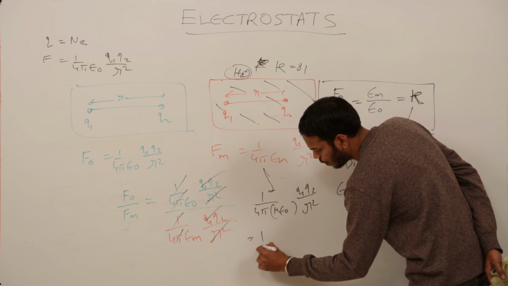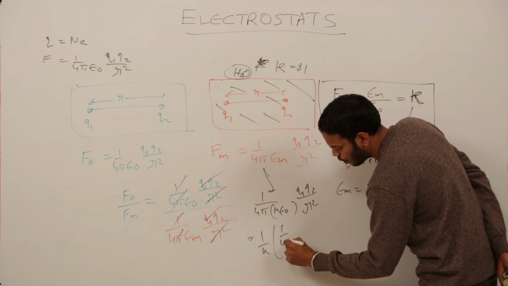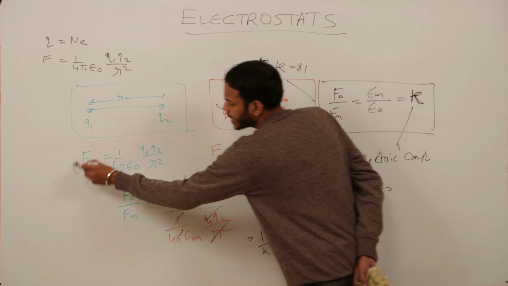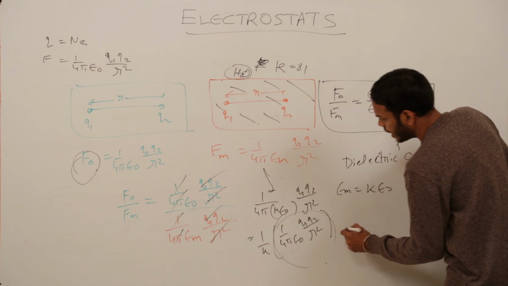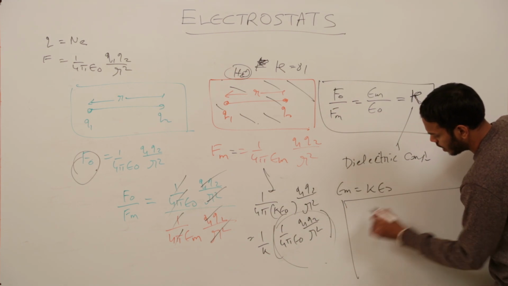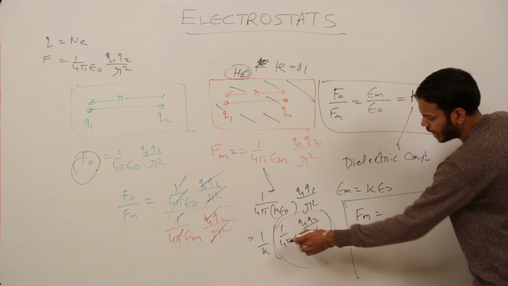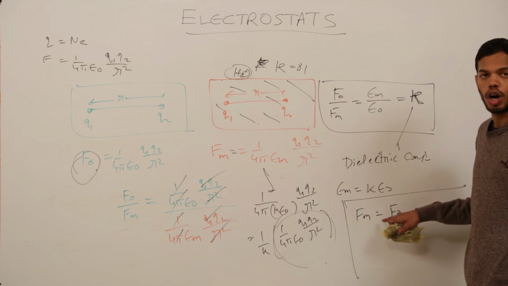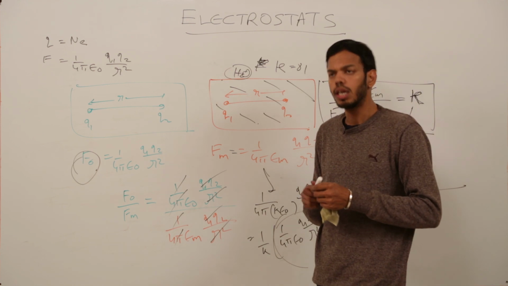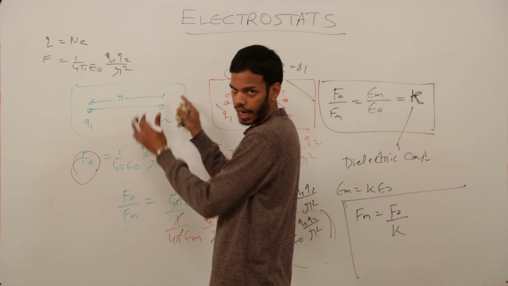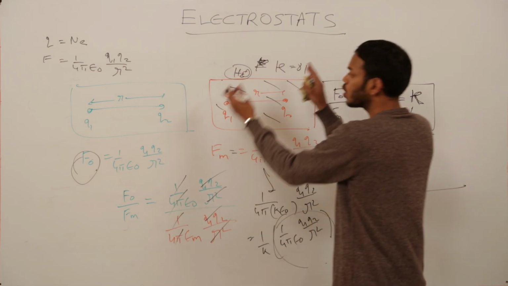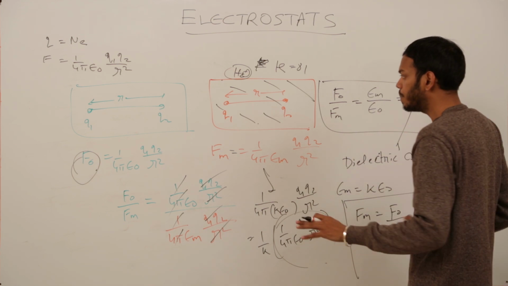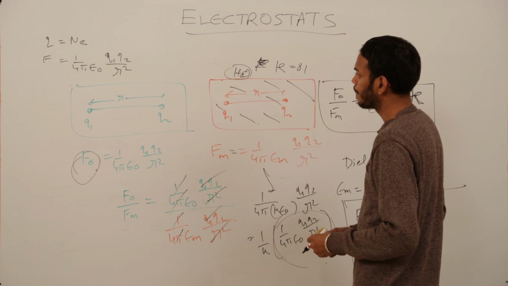So instead of epsilon m, I am writing K times epsilon naught q1 q2 upon r square. Out of this, 1 upon K is separate. 1 upon 4 pi epsilon naught q1 q2 upon r square, this whole thing is F naught, the original force. So net force in the medium Fm is equal to 1 upon K into F naught, or F naught upon K. So the whole force got divided by K. That means if two charges are repelling or attracting each other with a force of 100 newtons, in case of water, the force will get divided by the dielectric constant of water, which is 81. So 100 upon 81. Simple? Yeah, we did not miss any point.